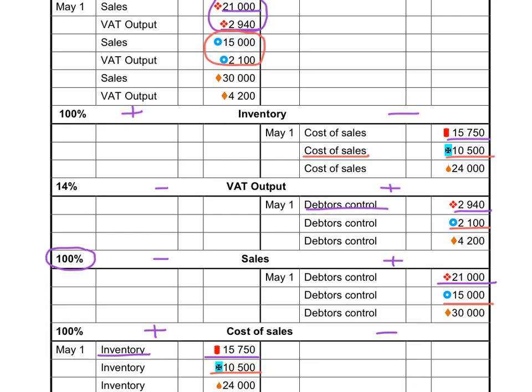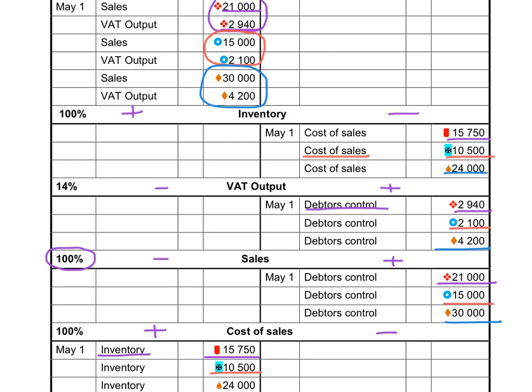The debtors control account will be increased on the credit side with the sales price and the VAT. The sales will increase the income with the 30,000 excluding VAT, and VAT output will increase on the credit side with the 4,200 that is owed to SARS. Inventory is decreased on the credit side with the goods that were sold.